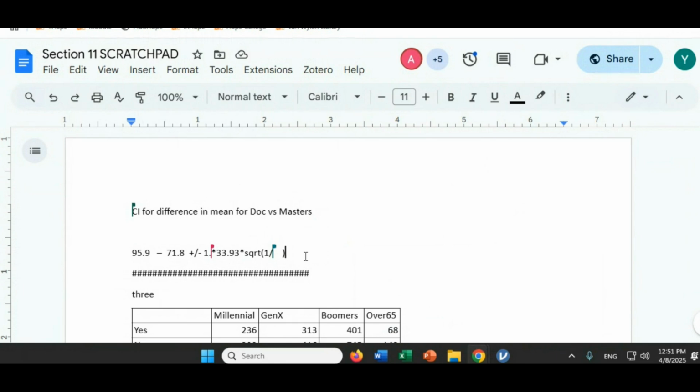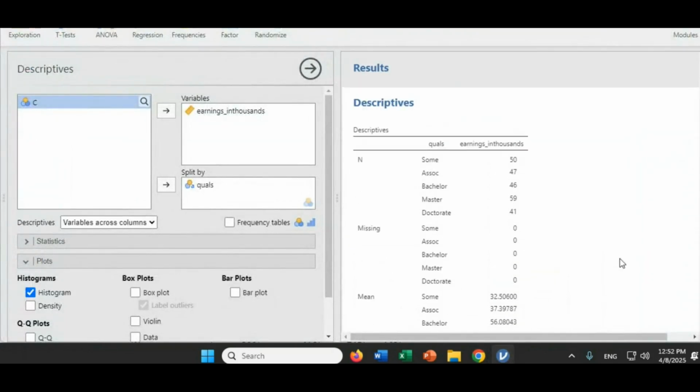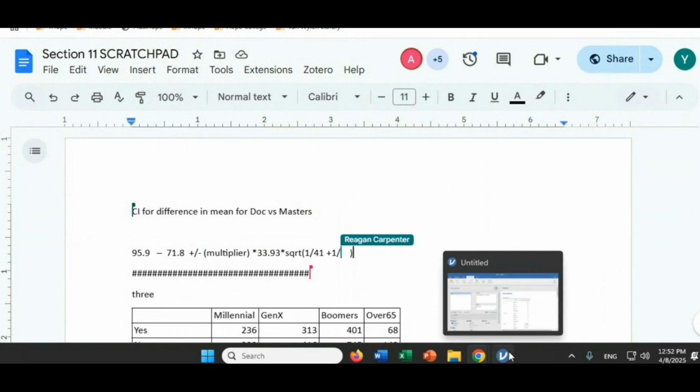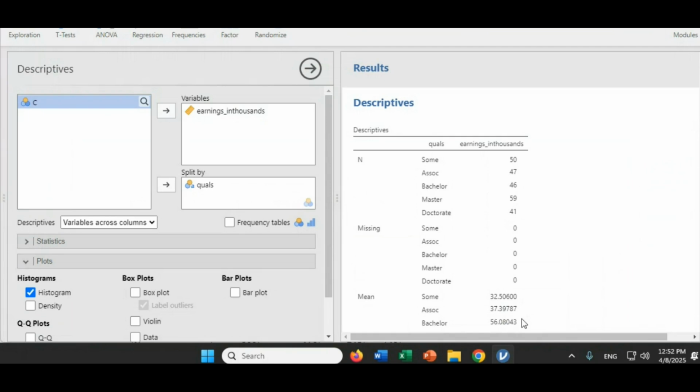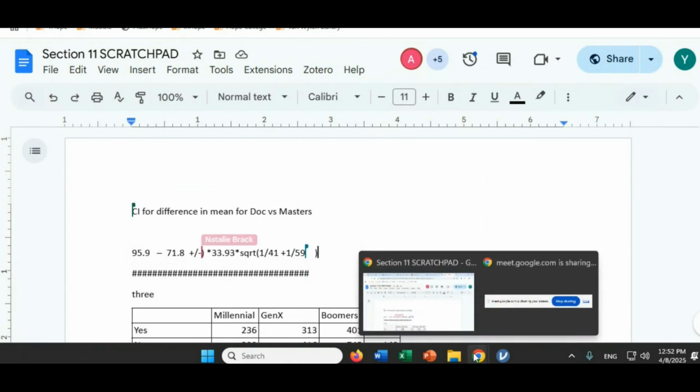What goes inside the square root? 1 over what plus 1 over what, right? Again, this is just revision. There's nothing new here. We have done mean comparison CIs before. What do you need? I have conveniently pushed the screen to the right place. You're comparing doctorate and master, so do you get what I'm trying to say? That's right. One of the sample sizes was 41, and the other one was, I think, doctorates had 41 people, and masters had 59. Good.